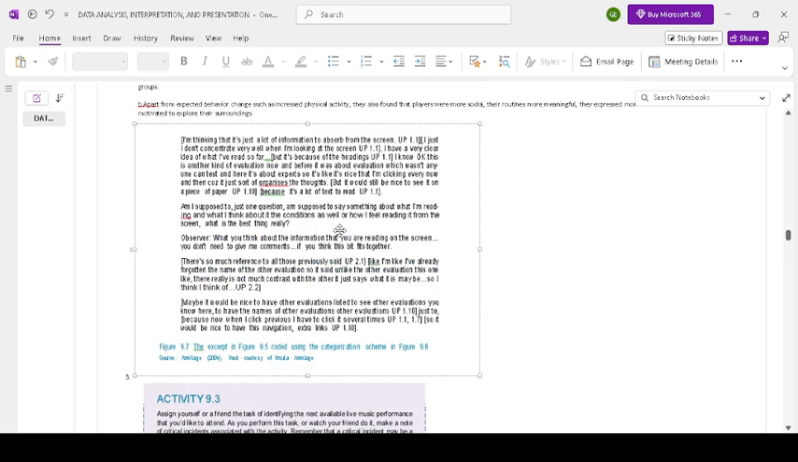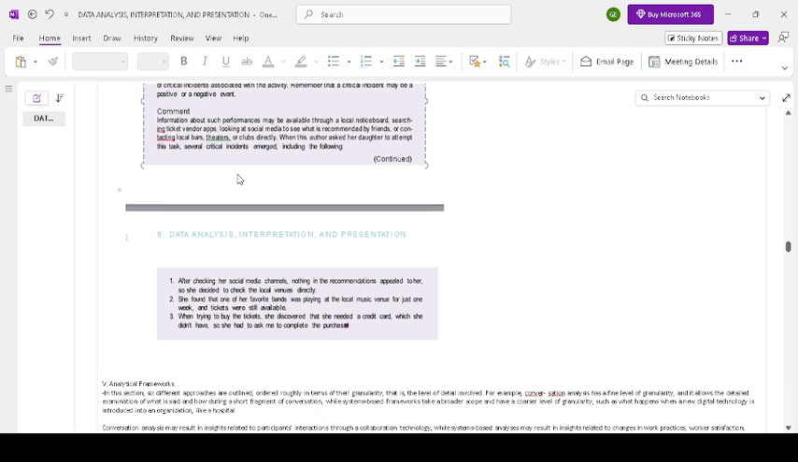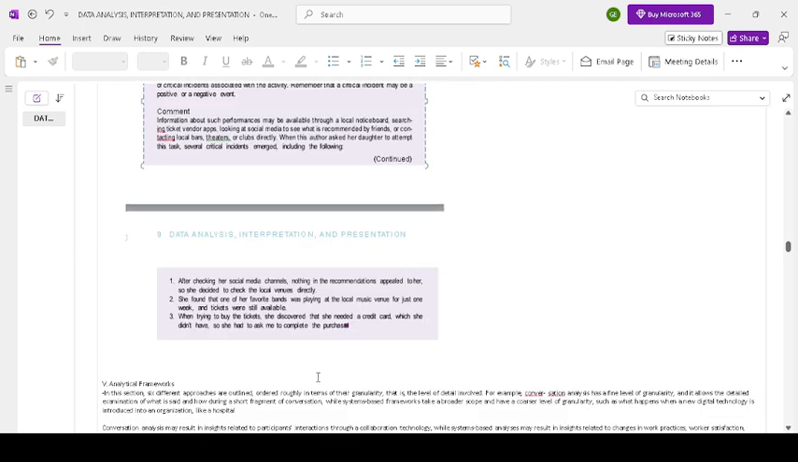As an example, the next step, let's identify the next available live music performance that you'd like as you perform this task or watch your friend do it. Make a note of critical incidents associated with the activity. Remember that a critical incident will be a positive or negative comment. Information about such performances may be available through a local notice board, searching ticket vendor apps, looking at social media to see what's recommended by friends, or contacting local bars, theaters, or clubs directly.